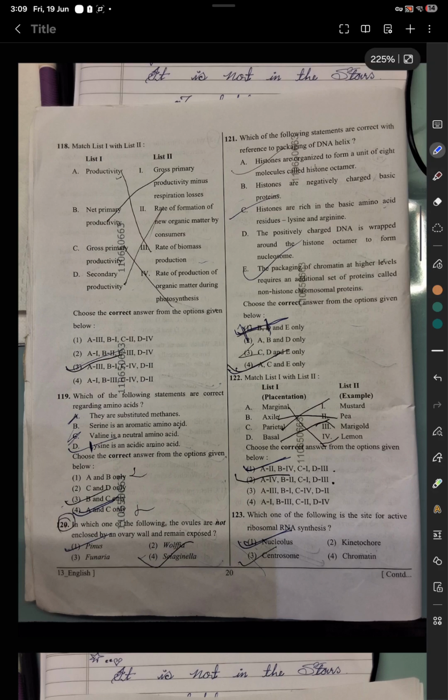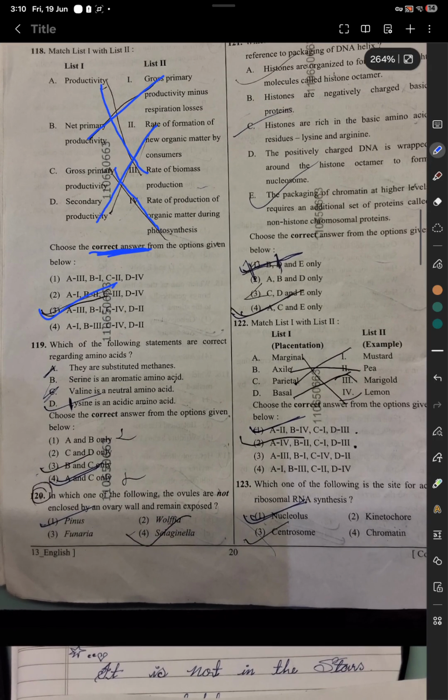Question number 118 is match the following, and option number 3 is correct. You need to pick the correct answer from the given options. So productivity is the rate of biomass production. In NPP it is option 1, and gross primary is this, and then secondary productivity is this. I'm not explaining much because I need to keep this lecture a little shorter. Then we move to the next question. Question 119. Which of the following statements are correct regarding amino acids? Option number 3, B and C are correct.